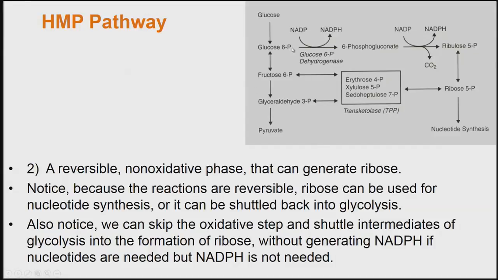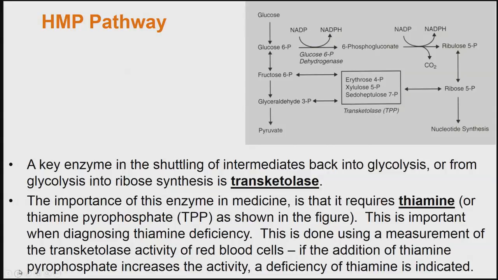And once again, also notice that we can make NADPH and ribose and go into nucleotide synthesis, or we can make NADPH and then convert that ribose back into intermediates for glycolysis, or we could skip making NADPH and actually make ribose. So you can do either or. You can do both or either or, okay? Not too bad, right? Okay, so there is one extra enzyme. Glucose-6-phosphate dehydrogenase is the key regulatory enzyme that I want you to know. And we're going to talk about that more later on in this lecture.